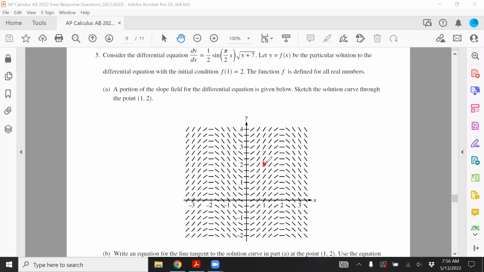So you have a point (1, 2). So probably it's going to be doing something like this. And the fact that you see a sine here, it's probably going to be some sort of sine curve. So that's all for part A. That'd be 1 point. Very simple.